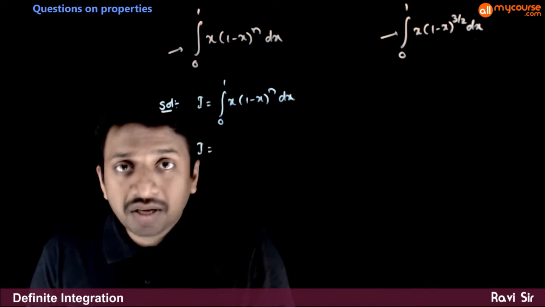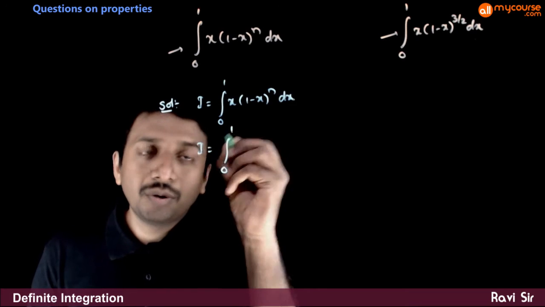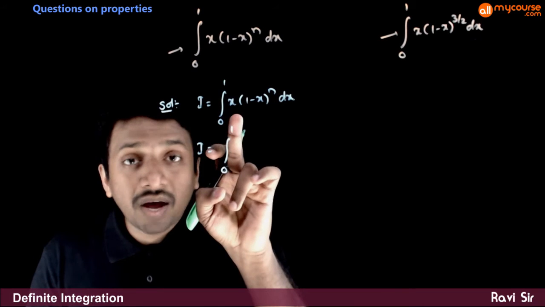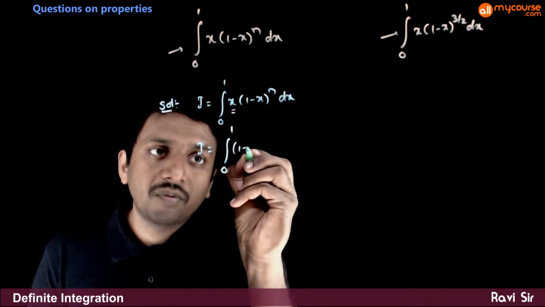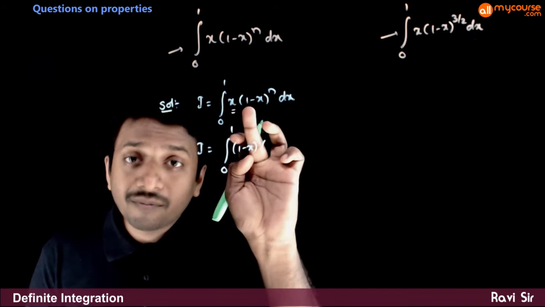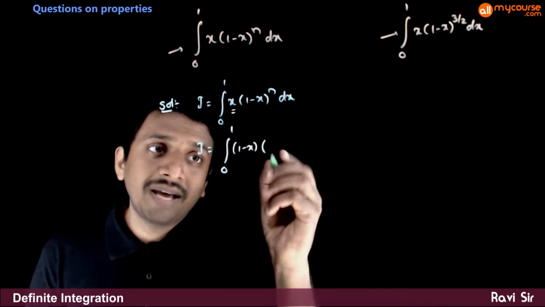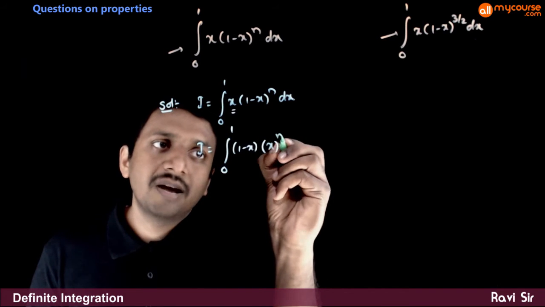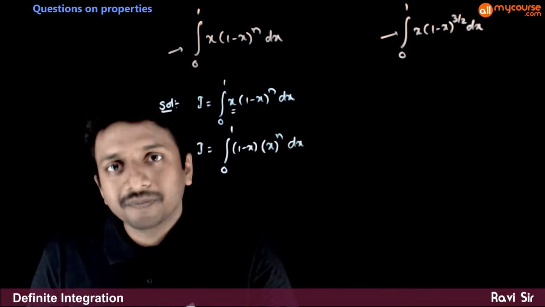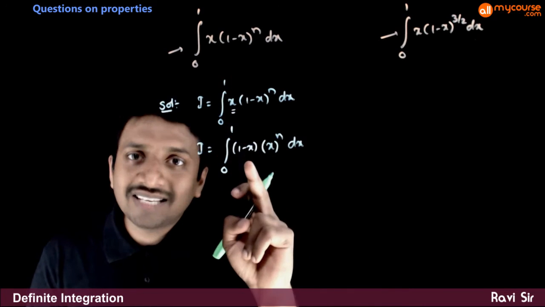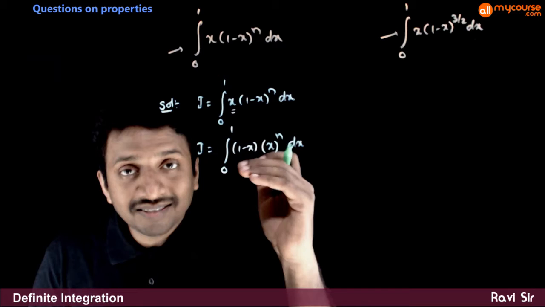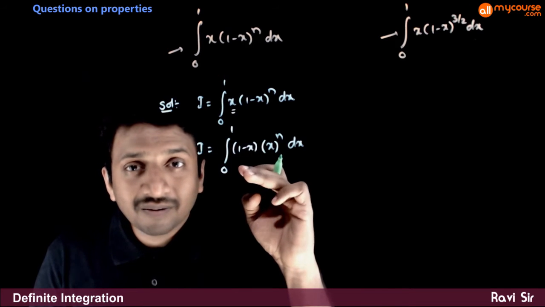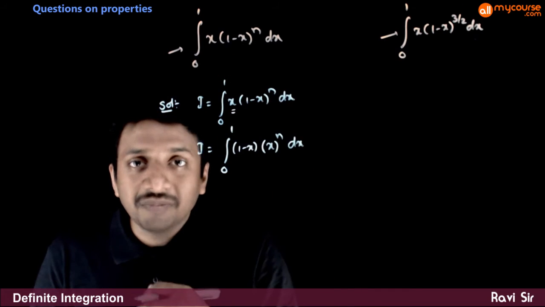So I is also equal to integration 0 to 1. You can put 1 minus x in the place of x, right? So x becomes 1 minus x, and 1 minus of (1 minus x) becomes x, power n dx. So this integral is exactly same as this integral. So I'll find this integral because this is very much easier than finding this one.